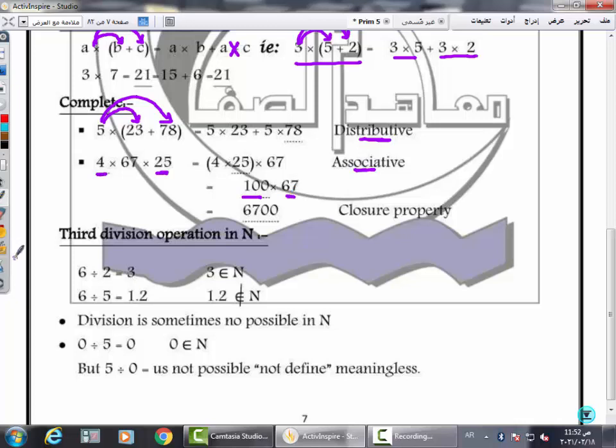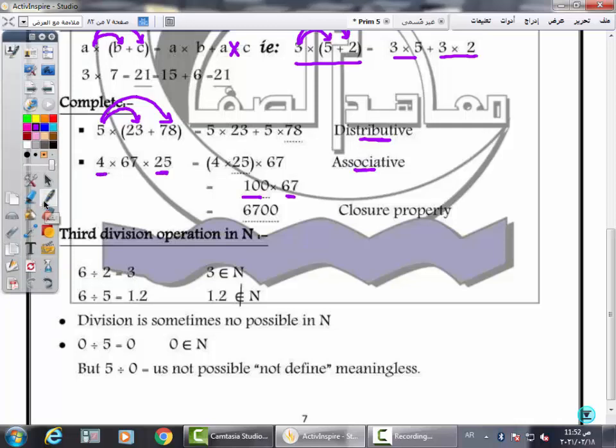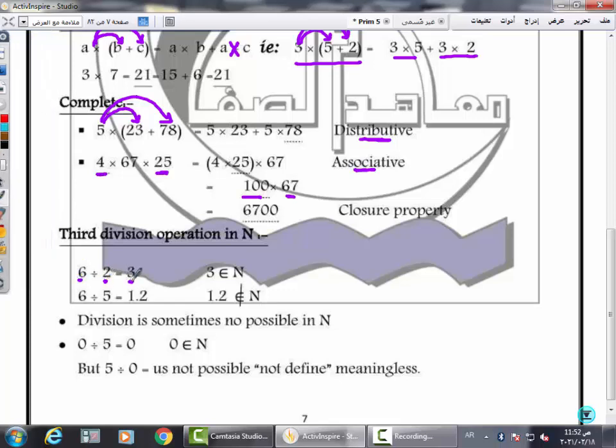The third operation is division. Do we have closure in division? Yes, if we have 6 divided by 2, the result will be 3. 6 is natural, 2 is natural, and the result will be natural. Here we have a closure. Here, 6 divided by 5, it can be no. The result will be a decimal. This does not belong to natural. Division is sometimes not possible in natural numbers.